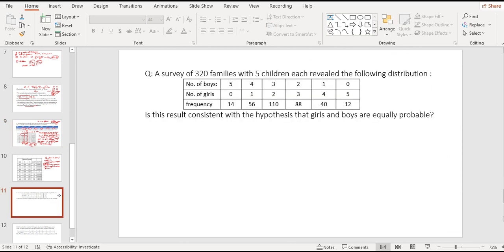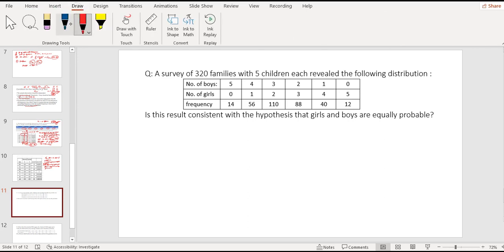Okay, let us try another problem. A survey of 320 families with 5 children each revealed the following distribution. We are given a table where, in a family having 5 children, some of them are boys and some are girls. Like there is a family having 5 boys. How many such families are there? 14 such families, because they have considered 320 families in total. If I sum this entire row, its sum comes out to be 320.